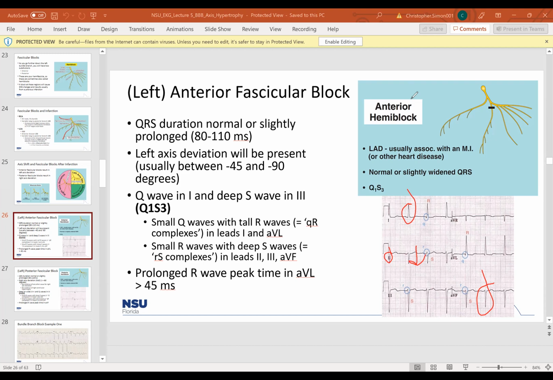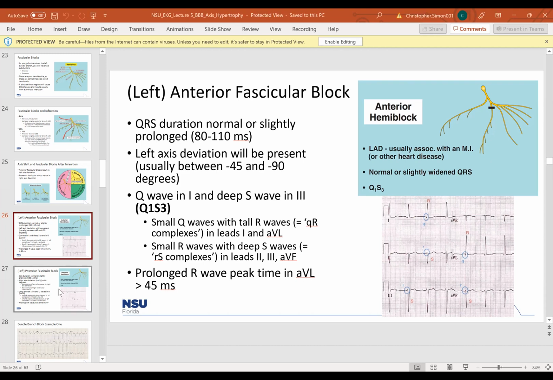So keep that in mind. When do I need to look for left anterior fascicular blocks? When I have a right bundle branch block or when I have a left axis deviation. If either of those things are true, then you go look at lead 2. If lead 2 is predominantly negative, then you have whatever you had going on before, right bundle branch block or left axis deviation, and now you also have a left anterior fascicular block.